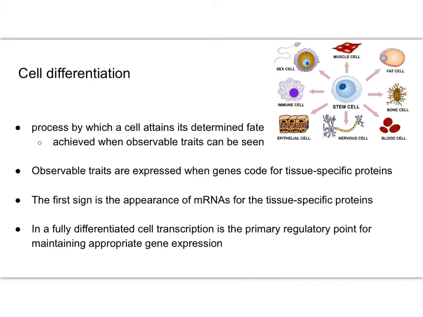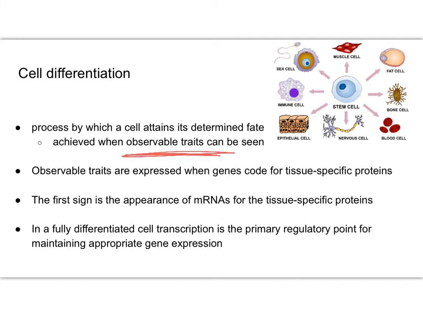So these differences in gene expression can lead to cell differentiation. So cell differentiation is just going to be our process by which our cell attains its determined fate. So what is that cell supposed to be? Is it supposed to be a blood cell? Is it supposed to be a bone cell? So cell differentiation is when it reaches that state. Did it finally become a blood cell? Did it finally become a bone cell? And it's considered achieved when these observable traits can be seen.